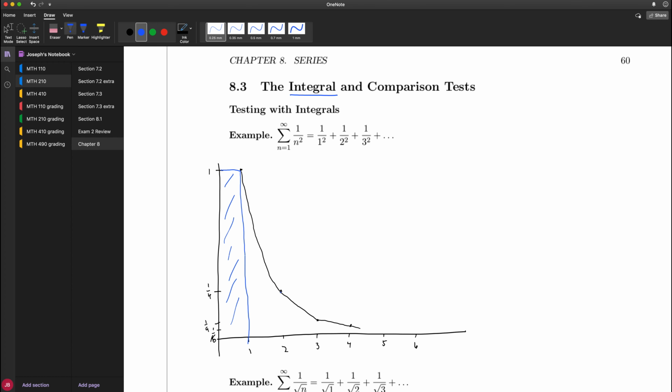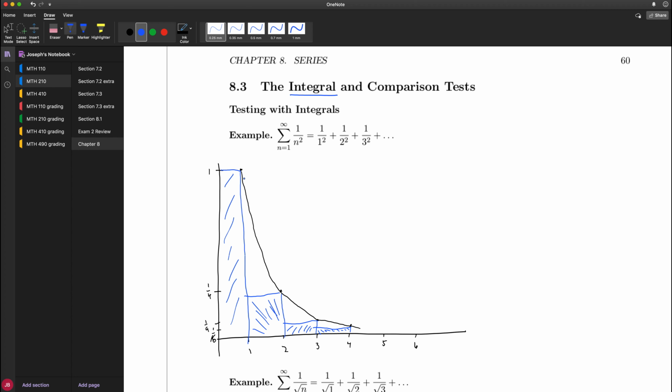Now this blue rectangle here has area 1/4, because its height is 1/4 and its width is still 1. Now this one here has area 1 over 3 squared, i.e. 1/9. This one here has area 1 over 4 squared, so 1/16, and so on and so forth.